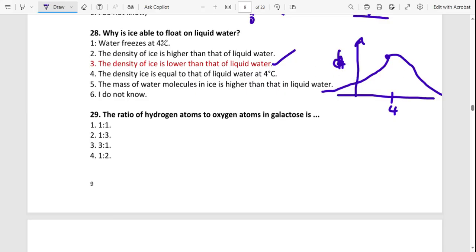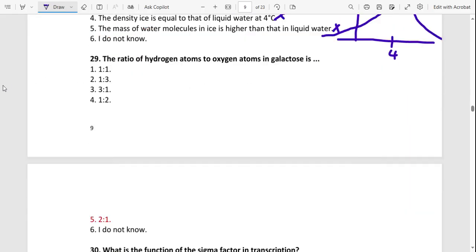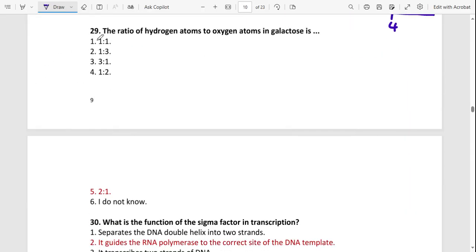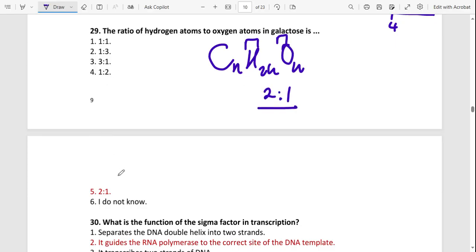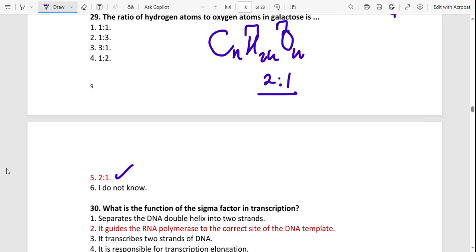So water is actually ice at 0 degrees. The density of ice is higher than that of liquid water, no. Density of ice is equal to that of liquid water, no. The mass of water molecule in ice is higher than that in liquid water, that's also a no. The ratio of hydrogen atoms to oxygen atoms in galactose: monosaccharides obey the formula CnH2nOn. Can you see that? Hydrogen to oxygen is 2 to 1. So they obey that formula and that ratio.